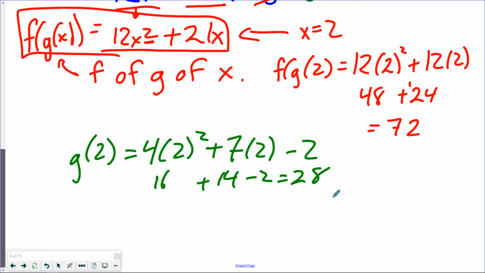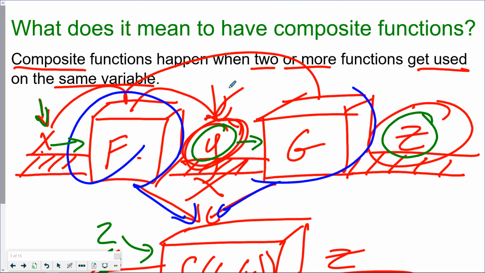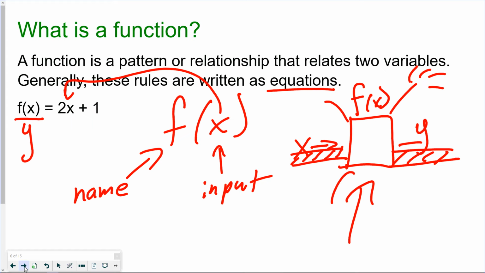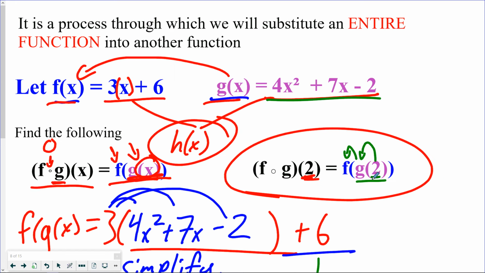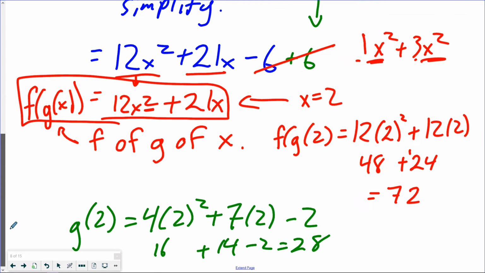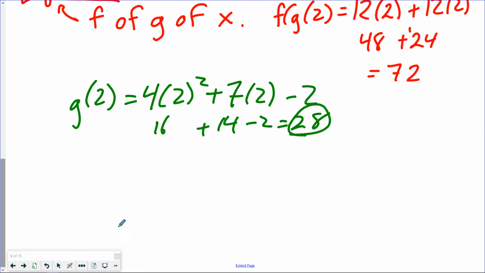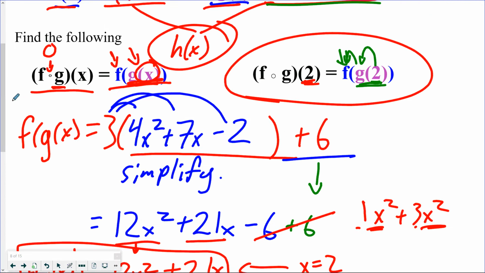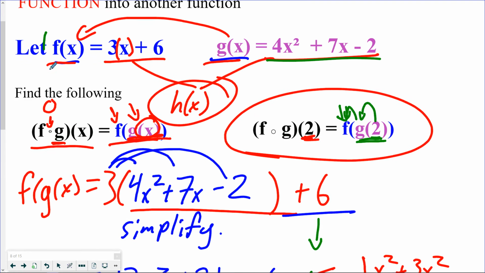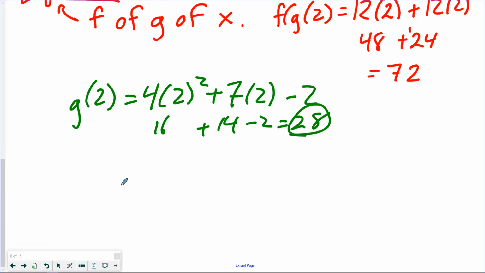What we have right now is that middle step. We still need to feed it through our second machine. We've done the middle part. Now we're going to take that answer and plug it into our f function. So we're going to take 28 and we're going to plug it into this f function right here. So 3x plus 6. So this is going to be f of 28 equals 3 times 28 plus 6.